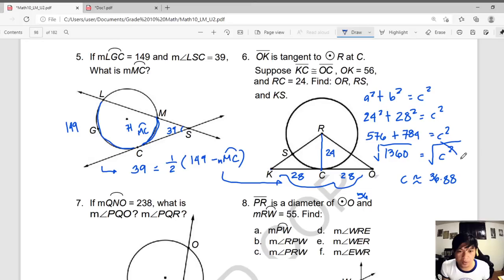36.88. Then, we are also asked to find the measure of RS. Ito, RS. Anong measure ng RS? This one is a radius. And this also, the measure of this one is also the same kasi radius man yan sila. Ibig sabihin, kung 24 ito siya, the measure of RS is also 24. Okay? So, para makuha natin yung KS, ang alam naman natin, measure nito is 36.88. Isasubtract na lang natin ito para makuha itong measure nito kasi congruent man yan sila dalawa di ba.